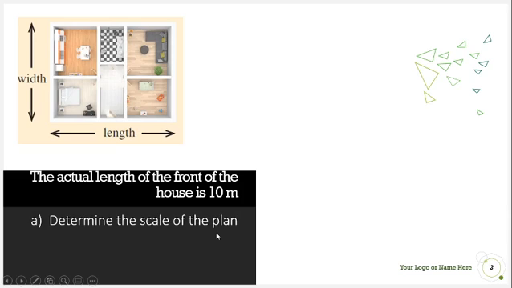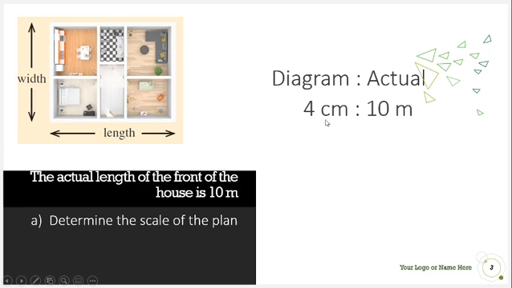Determine the scale of the plan. First thing you're going to do is look at the diagram measurement compared to the actual. We know the actual is going to be a 10. So we get our ruler, we measure it, and we get 4 centimeters. So it's 4 centimeters is to 10 meters. First thing you do, change them both to the same unit. So we go 4 centimeters is to 1,000 centimeters.